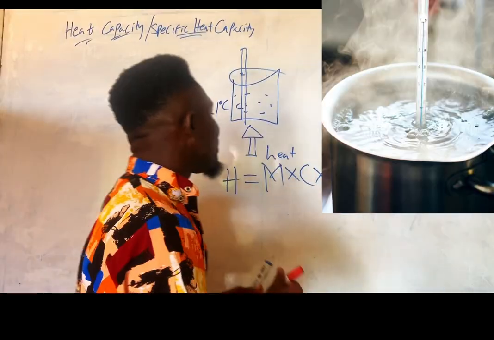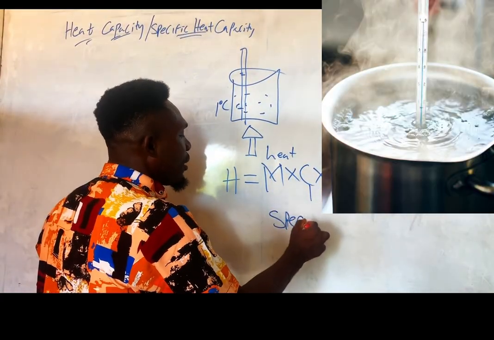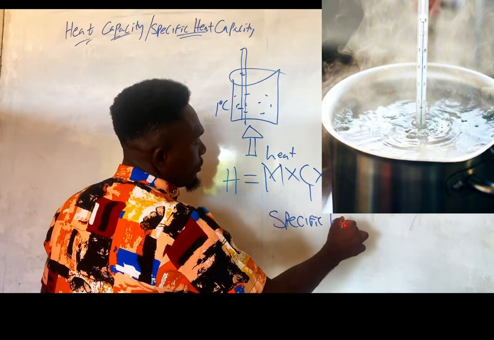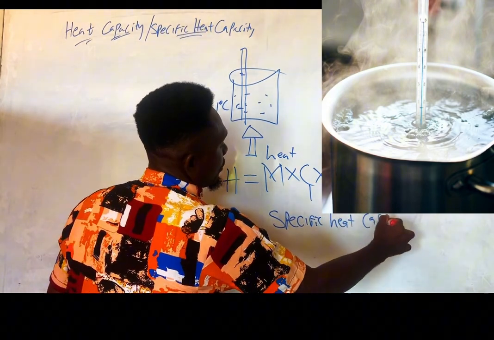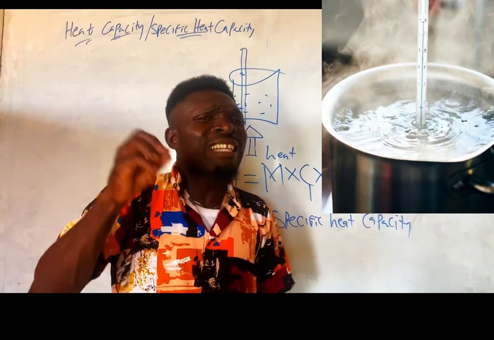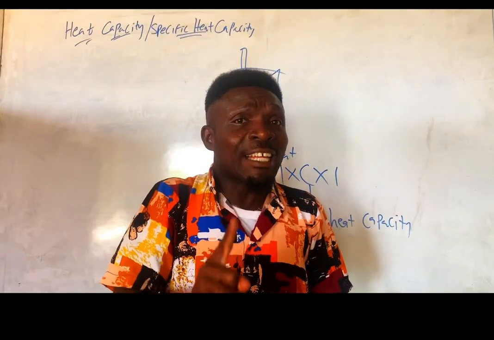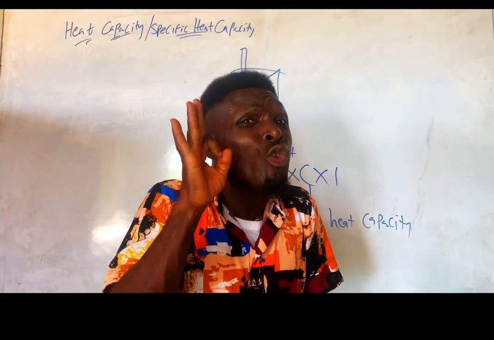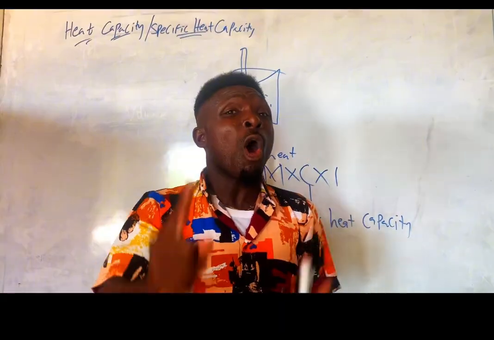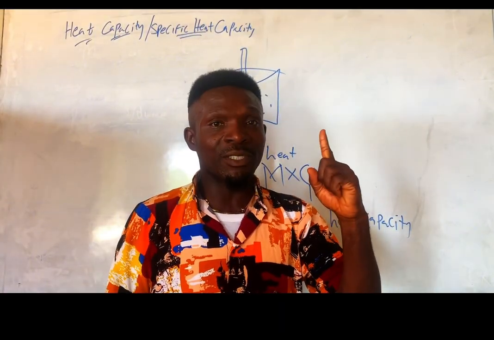Now, let's talk about this aspect that has to do with the C, known as the specific heat capacity. A very important part. Specific heat capacity is telling us the quantity of heat that is needed to raise the temperature of a unit mass, I repeat, of a unit mass of a substance by 1 Kelvin or by 1 degree Celsius.